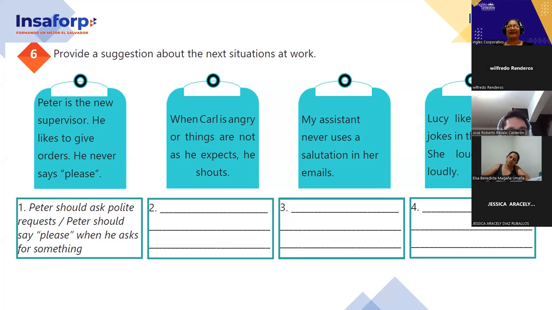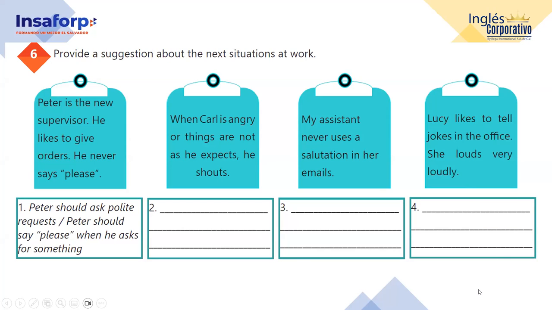Okay, guys. Now let's see which are the suggestions that you have for these three different situations. Let's hear one from each team for each of them. For example, what can you suggest to Carl? Team number one: Carl should be patient. Okay, good. Team number two: Carl shouldn't shout when speaking.